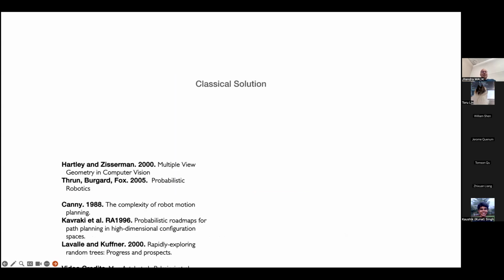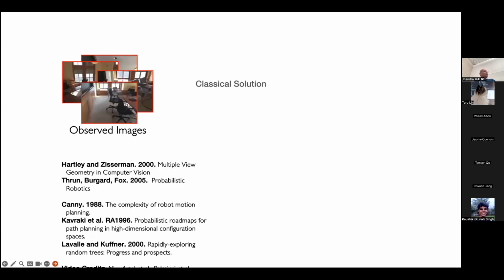Okay, now what is the classical solution to this problem? The classical solution, which comes from the computer vision community, is called structure from motion. The same solution in the robotics community is called SLAM, but it's exactly the same thing. SLAM is just a renaming of structure from motion. Structure from motion is a term from 1980. SLAM is a term from 2000.